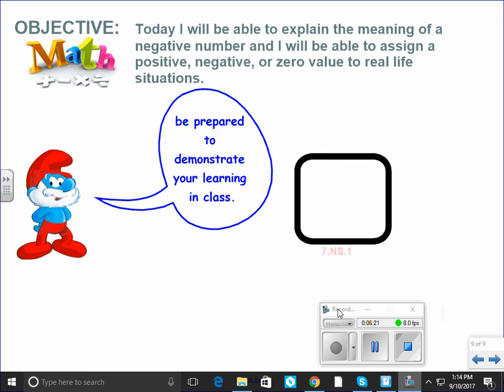So today we explored negative numbers in regards to creating zero pairs, adding negatives, adding positives.